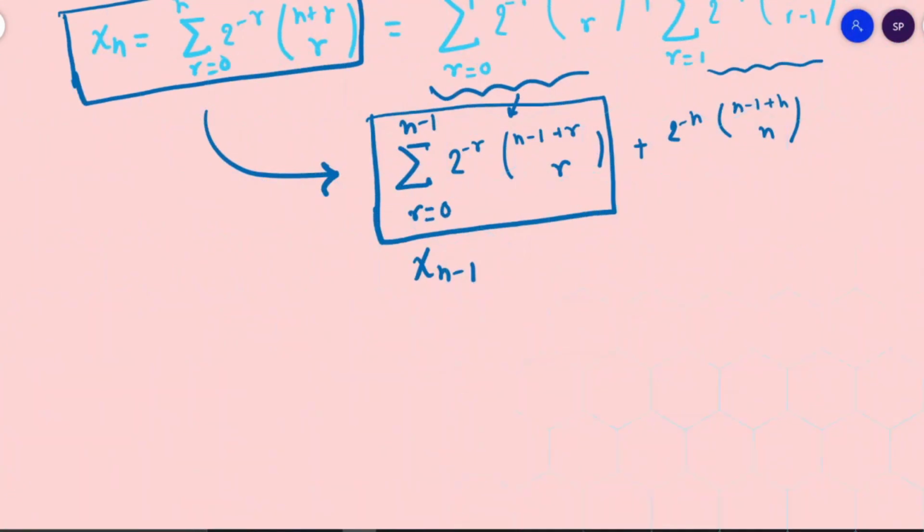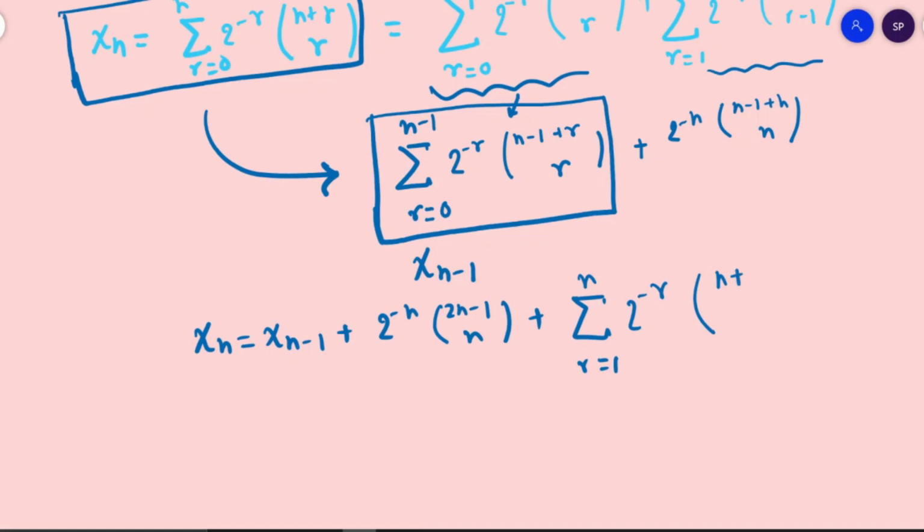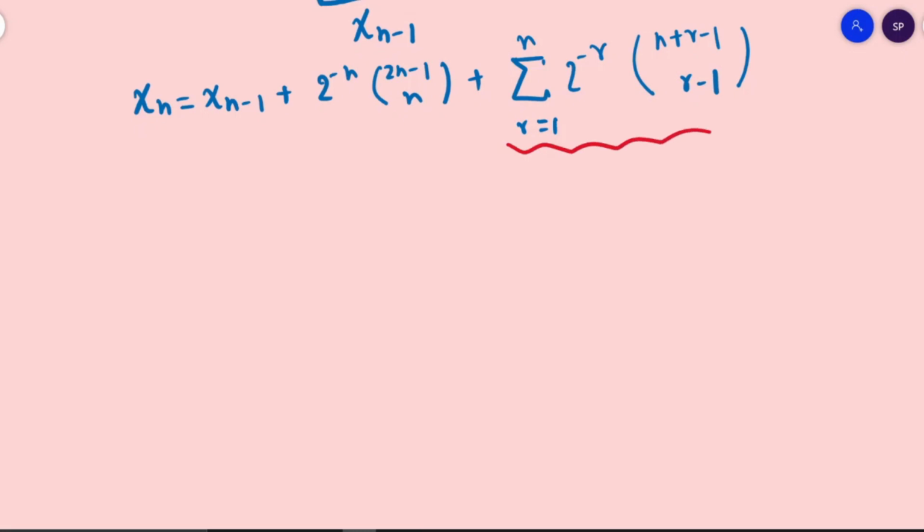So from the previous thing we come to the conclusion that xn is equal to x of n minus 1 plus 2 to the power minus n times (2n minus 1 choose n), plus summation from r equal to 1 to n of 2 to the power minus r times (n plus r minus 1 choose r minus 1). Now we should concern ourselves with this thing right here. So let me rewrite only that summation, r equal to 1 to n of 2 to the power minus r times (n plus r minus 1 choose r minus 1).